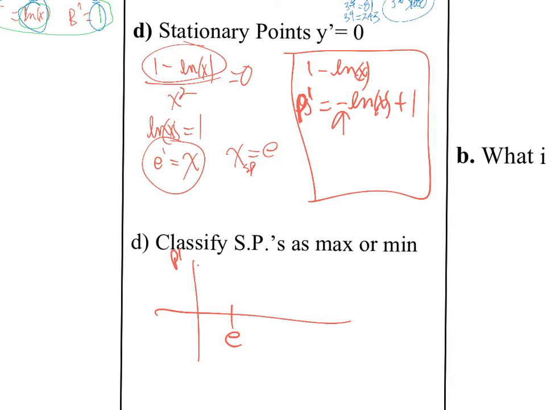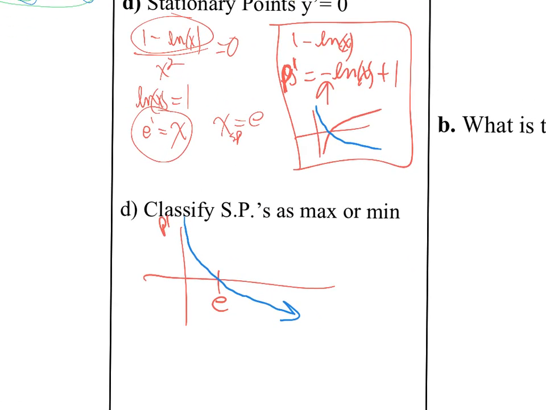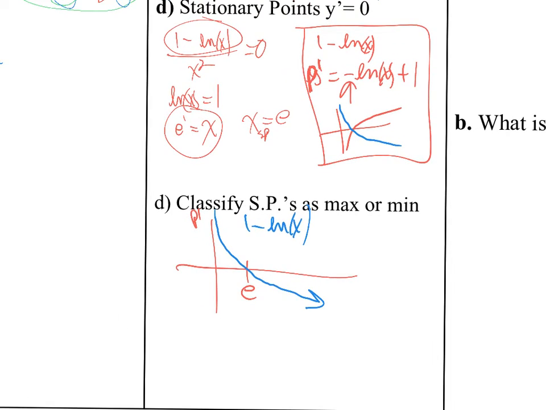A regular ln x graph looks like that. A reflected ln x graph looks like that, except it's lifted up 1. So your 1 minus ln x looks like that. Now, the other option, of course, is to go to the left and to the right of e, like so.